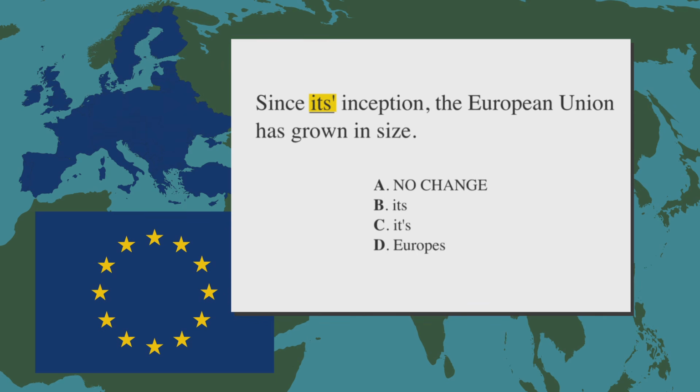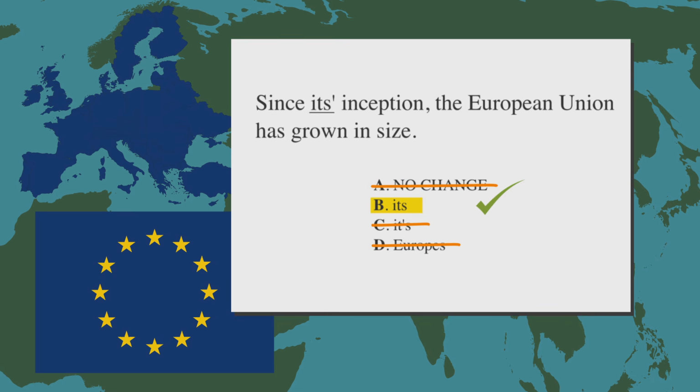I-T-S, followed by an apostrophe, isn't a word, so we can cross off answer choice A, no change. Choice D, Europe's, isn't a possessive, nor is it a contraction, so we can eliminate it too. Since answer choice C, I-T apostrophe S, is the contraction for it is, we can eliminate that as well. We're left with answer choice B, I-T-S, which is the correct possessive its.